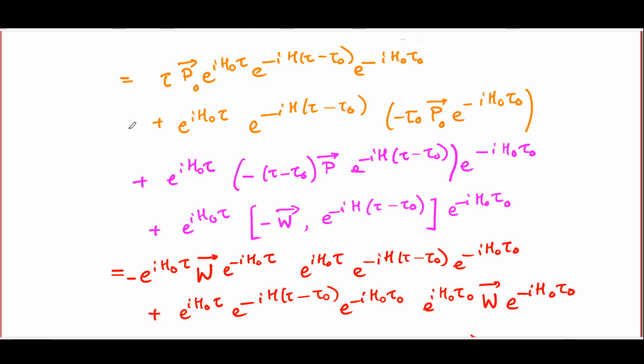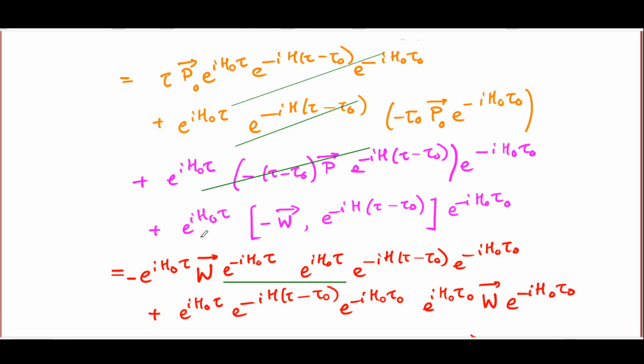Using the fact that P and P0 both commute with H as well as H0, you can easily see that the first, second and third terms actually cancel each other out. So we are just left with this commutator. The first term in this commutator, of course, is minus e to the iH0 tau W times e to the minus iH (tau minus tau 0) e to the minus iH0 tau 0. What we have done is I have just applied an extra e to the minus iH0 tau times e to the plus iH0 tau in the middle.